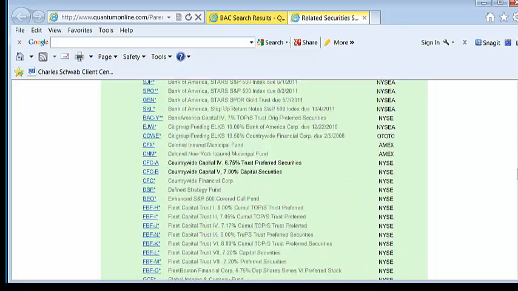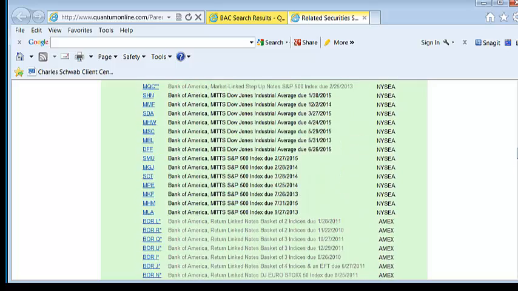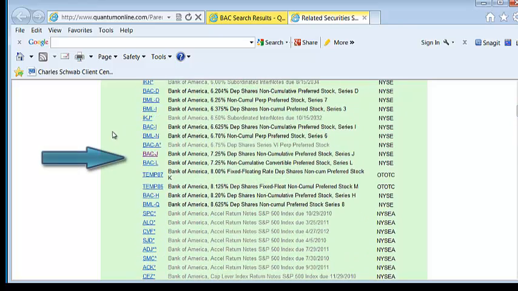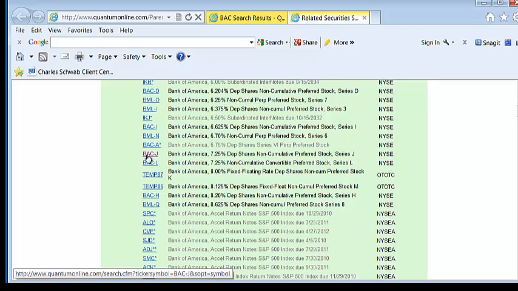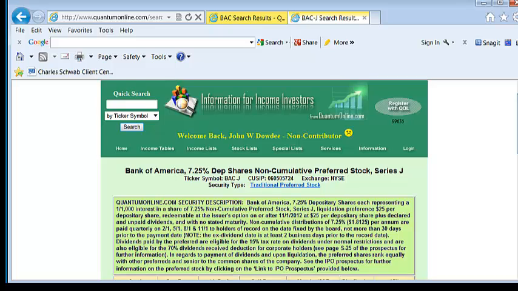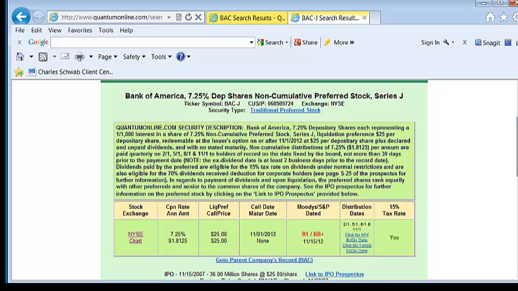Quite a long list. Most of this, as you can see, is grayed out, which means that these stocks are no longer traded and are obsolete. But we will pick one that is currently trading. Let's pick BAC-J, which is Bank of America 7.25% depository shares, non-cumulative preferred stock, Series J. Quite a mouthful. So if we click on BAC-J, that will take us to a page that describes the details of this Series J preferred stock.